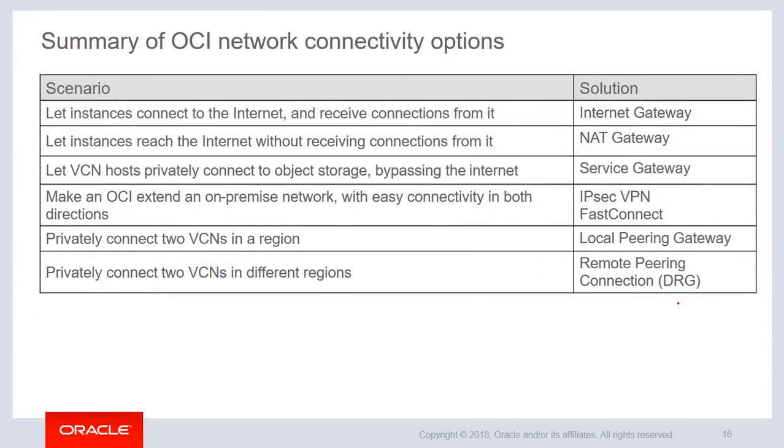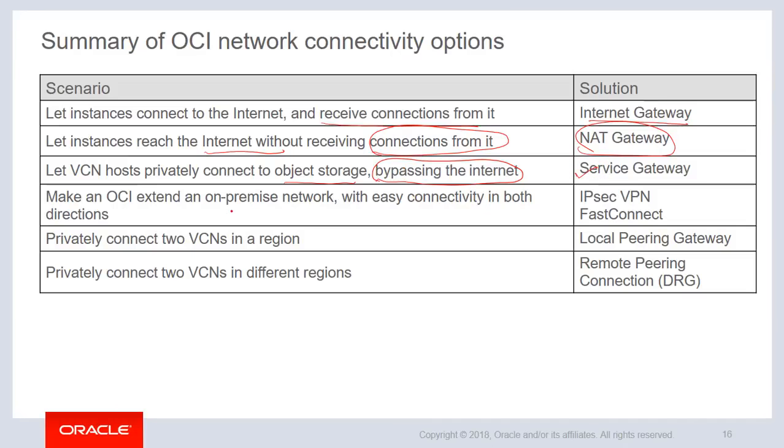So let's just summarize all the network connectivity options we saw earlier. If you want instances to connect to the internet and receive connections from it, you go with Internet Gateway. If you want instances to reach the internet but not receive connections from it, so outside parties cannot initiate connections to your instances because they don't have a public IP address to begin with, you can use something called a NAT Gateway. If you want your VCN hosts to privately connect to public OCI services such as Object Storage, completely bypassing the internet, you could use Service Gateway.